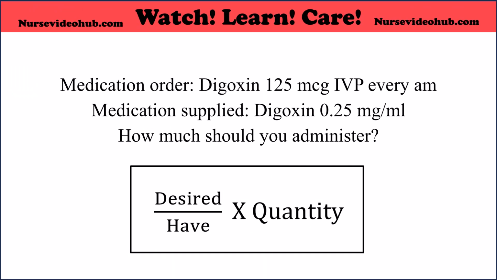Let's complete another calculation. The medication order is digoxin, 125 micrograms IV push every AM. The medication supplied is digoxin, 0.25 milligrams per milliliter. How much should you administer? When you read this order, you see that the amount to administer is in micrograms, but the medication supplied is in milligrams. You need to convert the measurement of 125 micrograms of digoxin to milligrams.